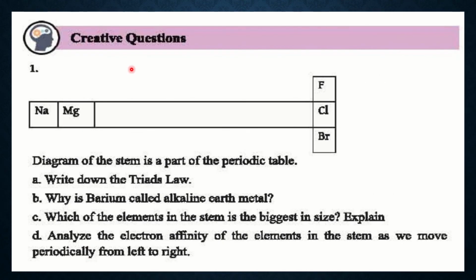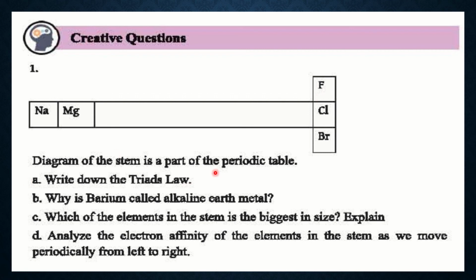Now we will solve the creative questions. Question number 1: look, this is a part of the periodic table. There is sodium, magnesium, and there are some blanks, and this is chlorine. That means the elements are in the third period. This is the third period of the periodic table, and there is fluorine, chlorine, bromine. That means these are the 17th group elements.